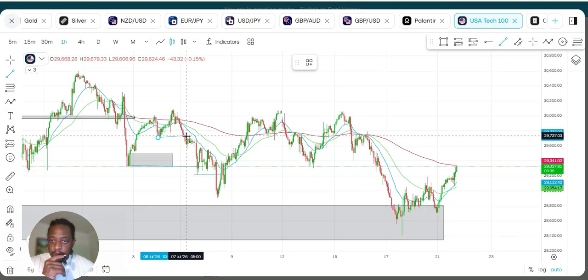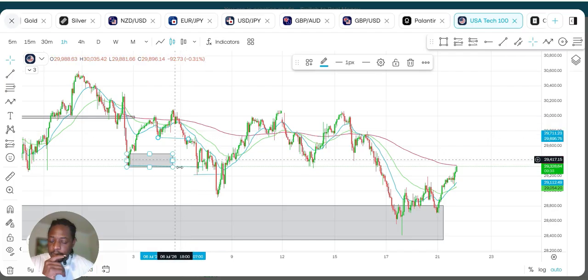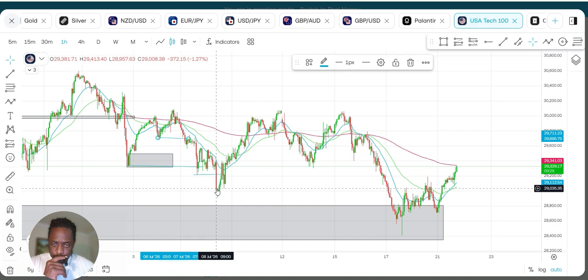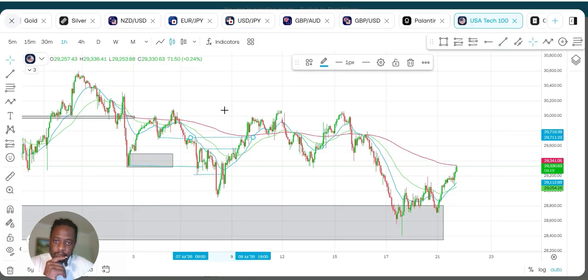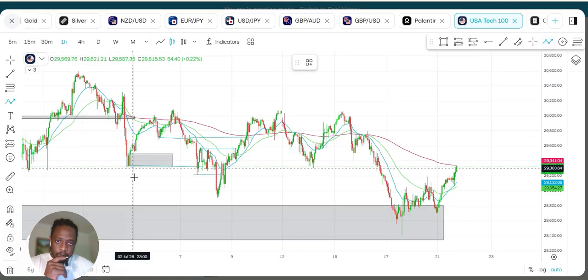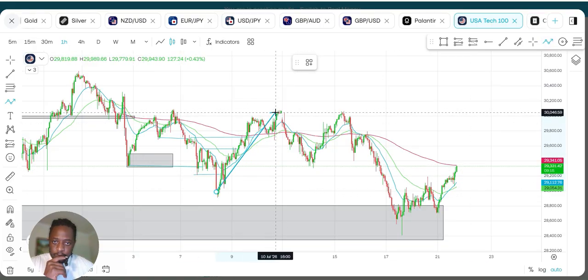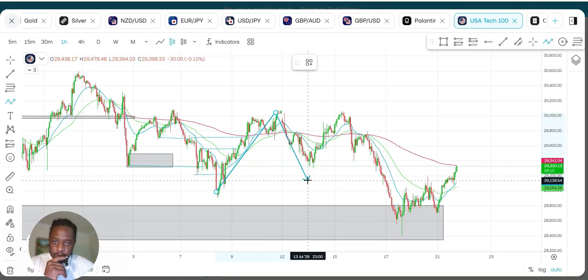So we got that break of structure here going down. So everything you're doing is looking for sell opportunities. But then check this out. Break of structure to the upside. The tide has changed. The trend has changed. So we're going up. So all of this is one clear move to the upside. So you put your pending order right there.